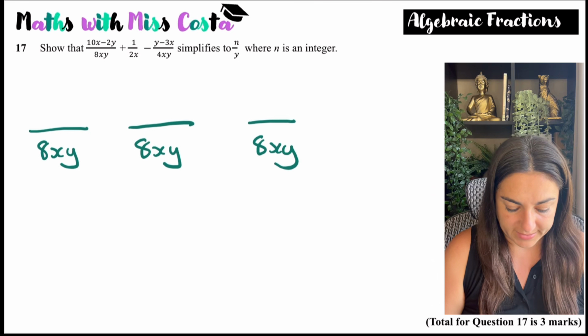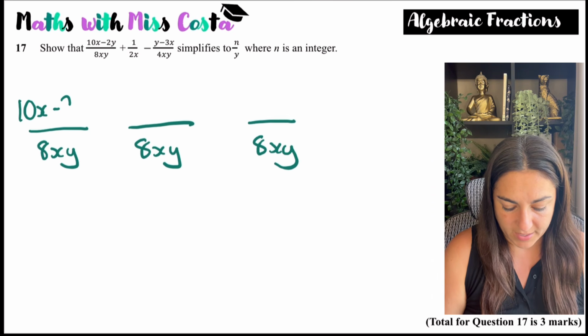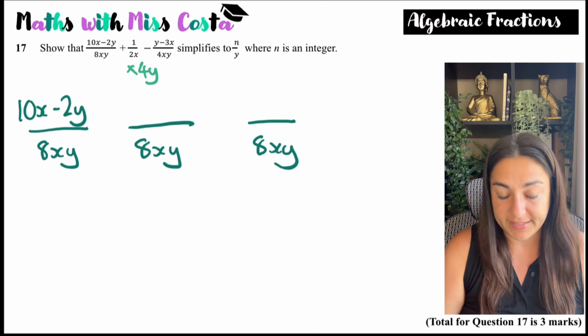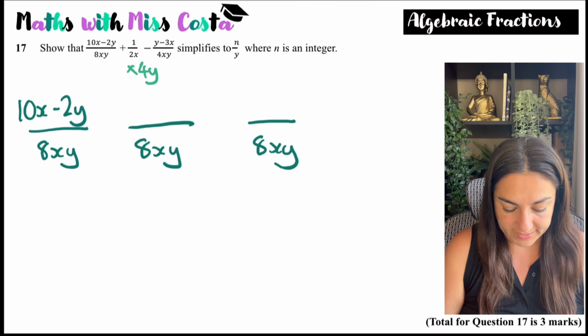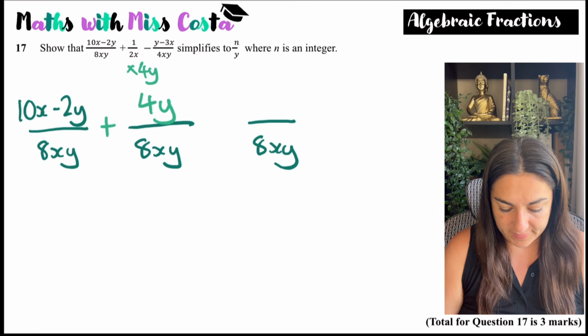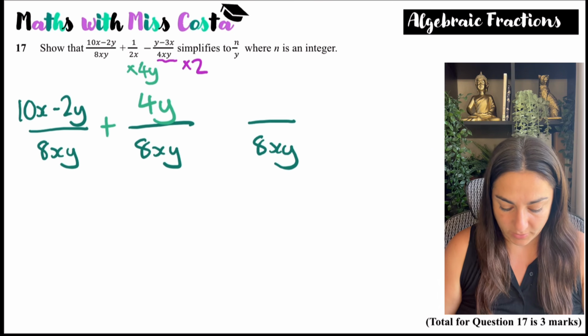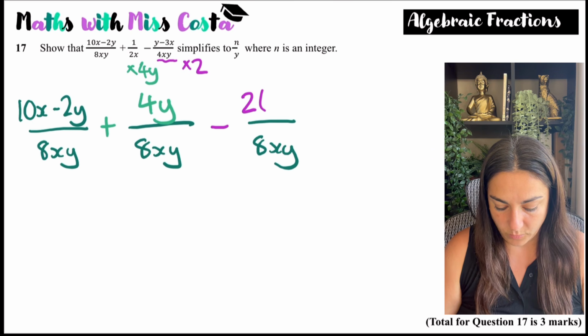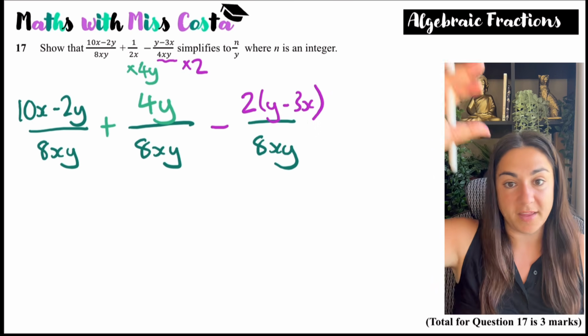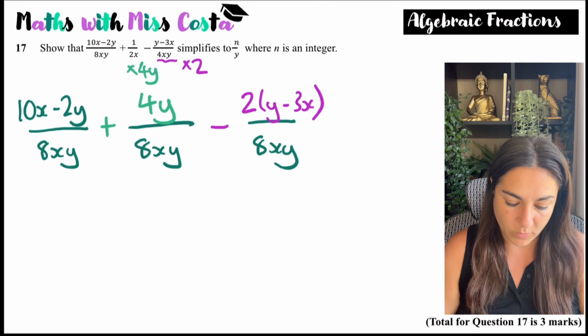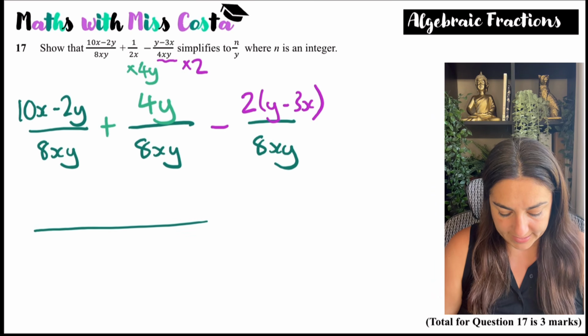So this one is obviously going to remain the same, 10x minus 2y. Now 2x times by 4y is going to give me 8xy. So this whole fraction is being multiplied by 4y. So this numerator is going to be 1 times 4y, which is 4y. And then here 4xy times by 2 is going to give me 8xy. So I'll multiply the whole fraction by 2. So that would be 2 lots of y minus 3x. I'm just multiplying the numerator. Now I can bring all of these terms under the same denominator.